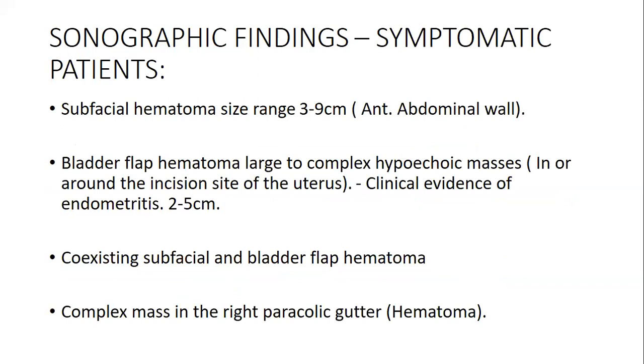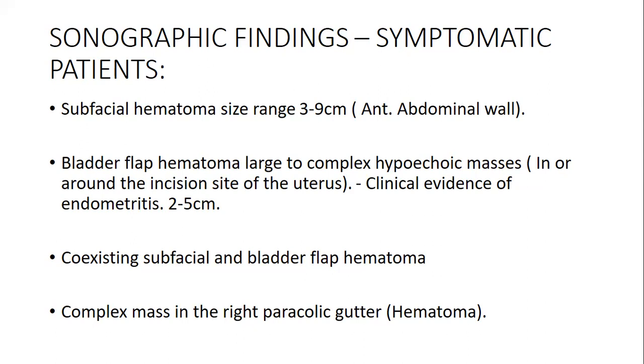symptomatic. For symptomatic patients, remember I talked about they may present with pyrexia of unknown origin. They may present with leukocytosis. They may present with reduced hematocrit. They may present with other things. So you start from the subfascial hematoma on the anterior abdominal wall. The size of these lesions or hematomas may range from 3 to 9 centimeters on the anterior abdominal wall. This may present as a subfascial hematoma.